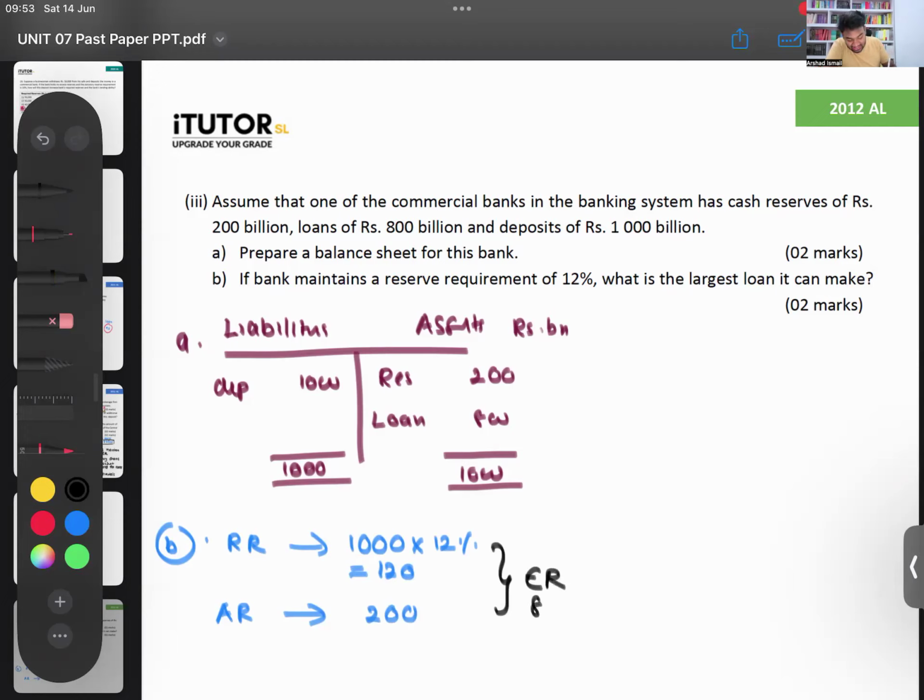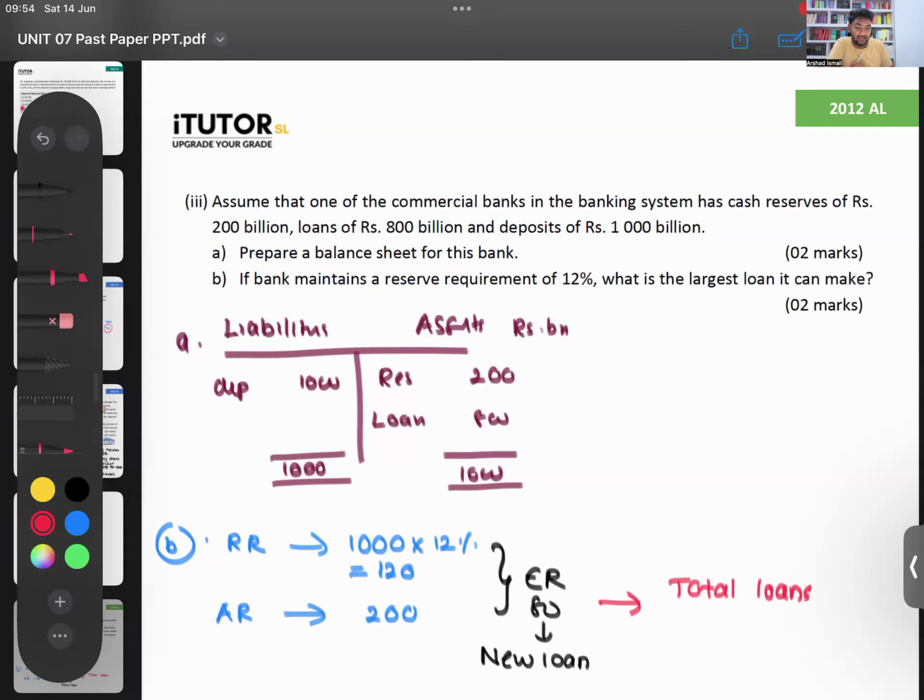So this 80 is what you can give out as a new loan. So you can say the largest new loan this bank could make is rupees 80 billion. Now you're not sure whether they are asking for new loans or for total. So you say the largest new loan it could make is 80 billion. And as a result, the total loans would then be how much? Right now, they have already given 800. If they gave 80 more, how much will the total loans be?